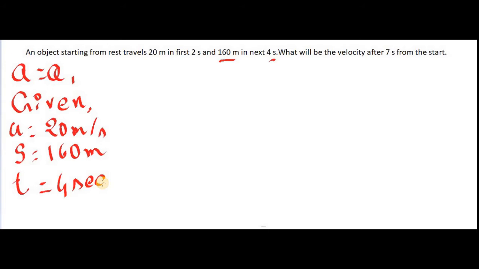So again, our equations of motion come into play. What do you think we can use in this part? Which equation can we use? We can use the equation s is equal to ut plus half at square. Now again it's simple, just substituting the values. So let's substitute the values now.